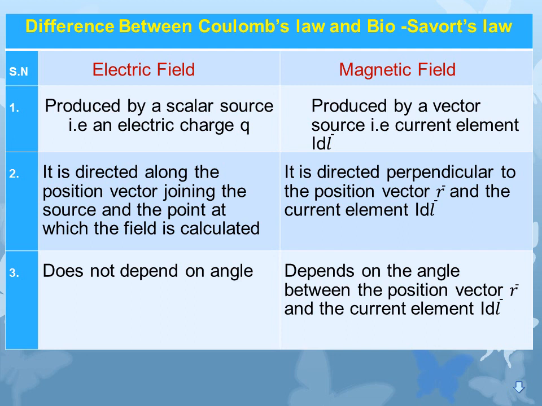While in Biot-Savart law, the magnetic field is directed perpendicular to the position vector r vector and the current element I dl vector. In Coulomb's law, the electric field does not depend on angle, but in the Biot-Savart law, the magnetic field depends on the angle between the position vector r cap and the current element I dl, which we saw in the picture I showed before.